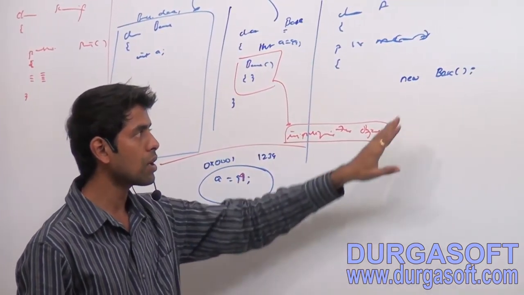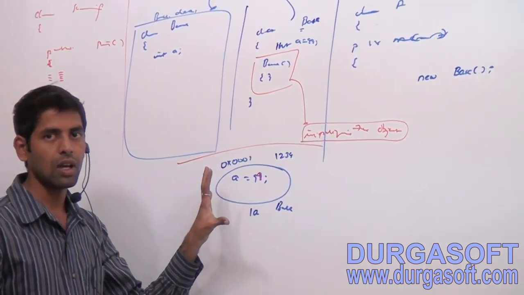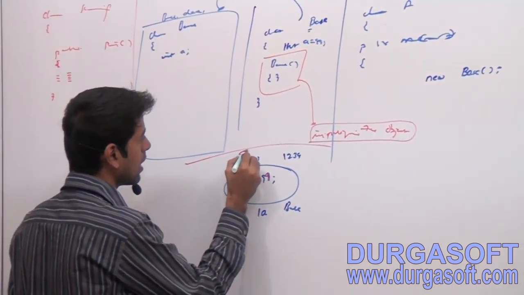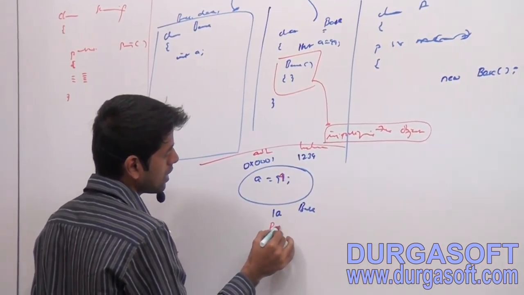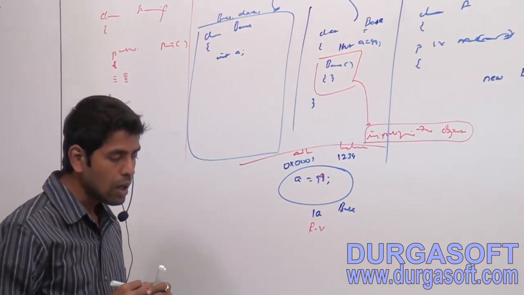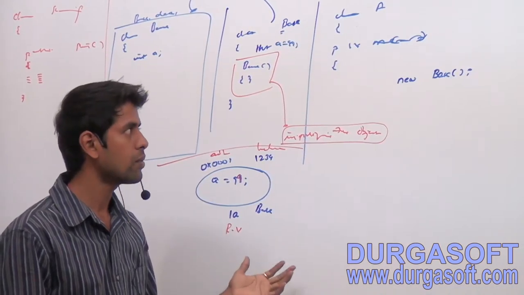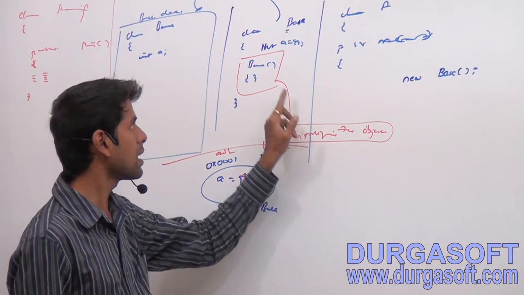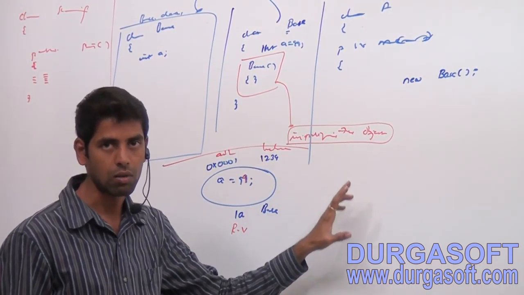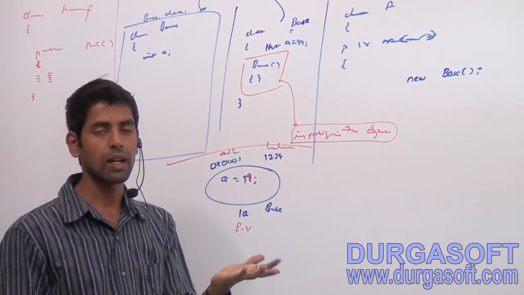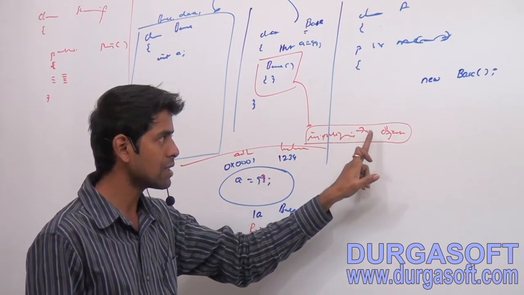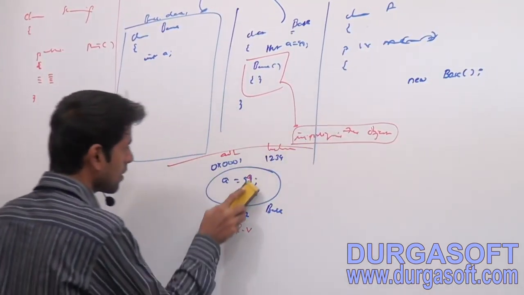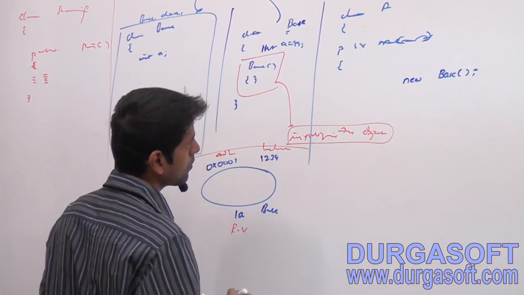Because of the new keyword, object memory allocation will be done. As part of that new keyword only, you will get this address and this hash code, this reference value. Now the constructor will execute, only after the new keyword. I said that the constructor is meant for initializing the object. Observe here, still this part does not exist. Now the constructor is going to execute.